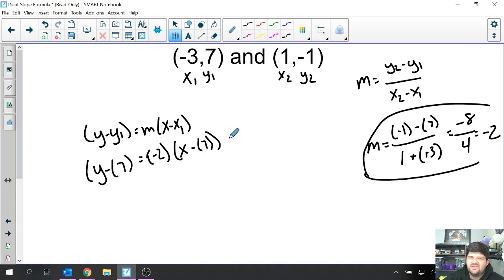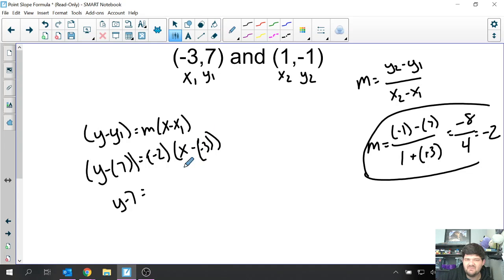Some of you might have seen I've already created my first grave mistake because I'm not paying too much attention. My x1 value is actually -3, and I wrote 7. Easy fix, quick, dirty, easy fix. So we change this, leaving the parentheses for obvious reasons. So y minus 7, nothing to do there. That's just going to be y minus 7. The -2 times x minus -3.